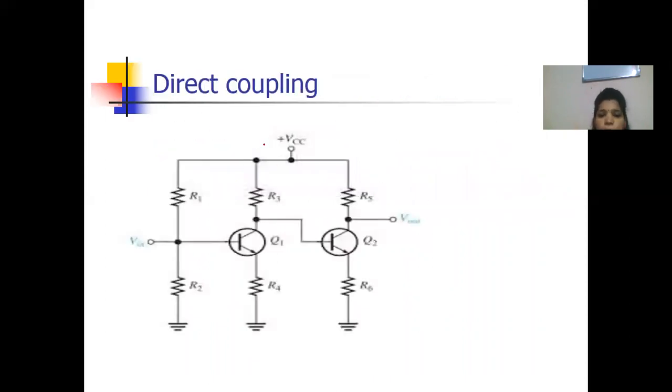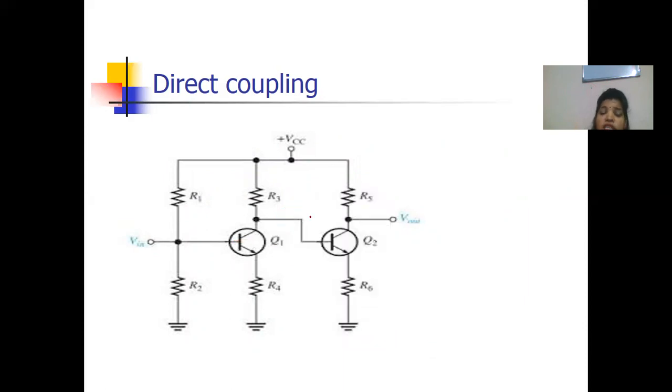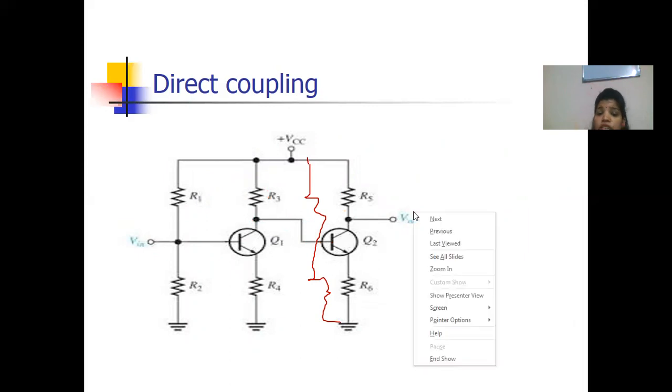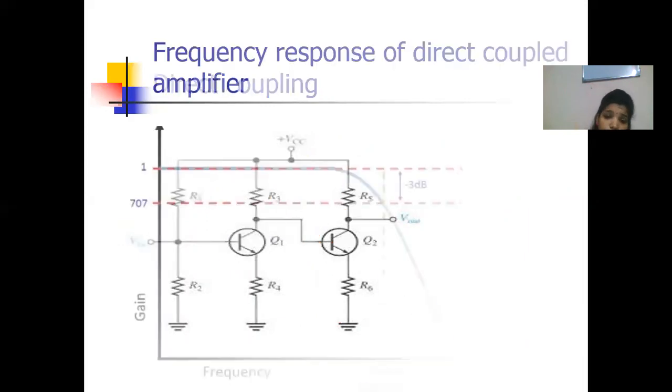Now the third type of coupling is direct coupling, where we are not using anything. We are not using any resistance, capacitance, or transformers. We are directly connecting. It's not shown here, but you can connect voltage divider biasing like this. The output of the first stage is directly connected to the input of the next stage. That's why it's called direct coupling.